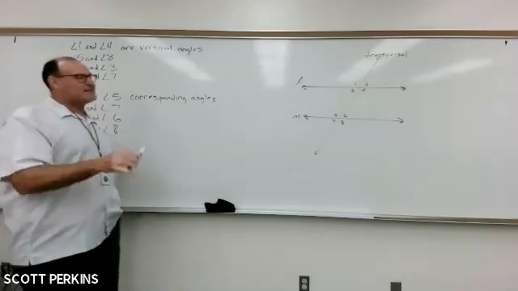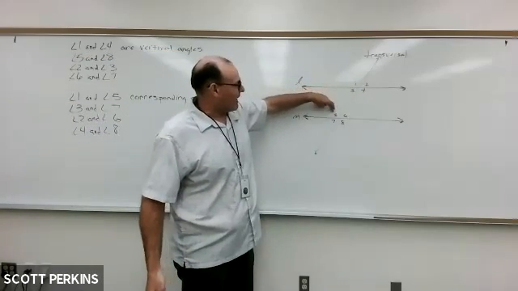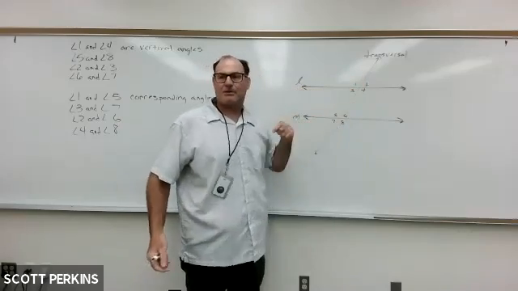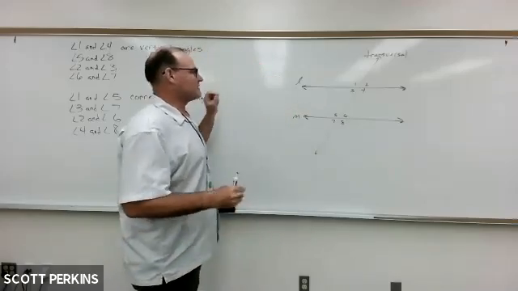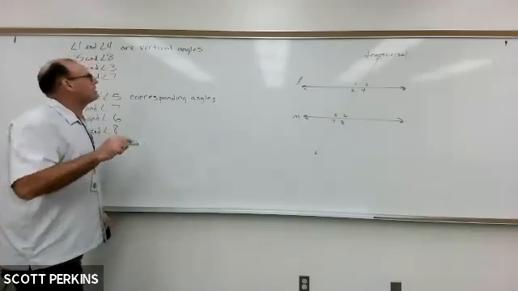Corresponding angles are in the same position and they are equal. So angle 1 is equal to angle 5, 3 is equal to 7, 2 is equal to 6, 4 is equal to 8. So those are equal. Vertical angles are equal to each other. Corresponding angles are equal to each other. We've got 2 more types of angles.